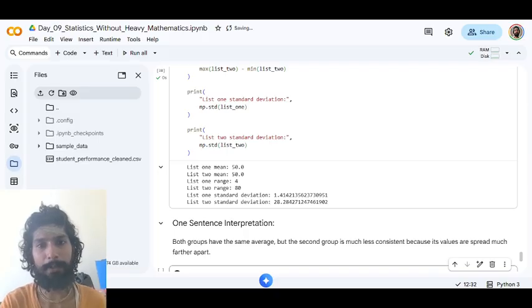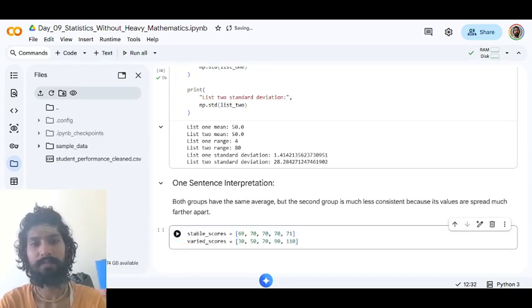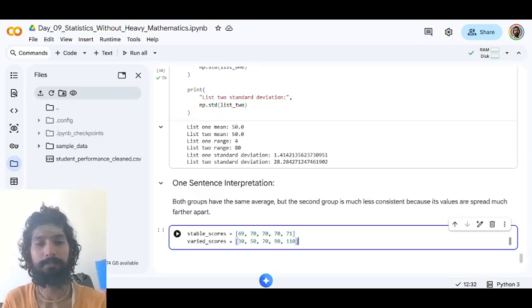Here is another possible pair of lists. Both lists have a mean of 70. However, the first list is tightly grouped. The second list has very large variation. You can experiment by changing the values while keeping the same mean. This will help you develop intuition about center and spread.